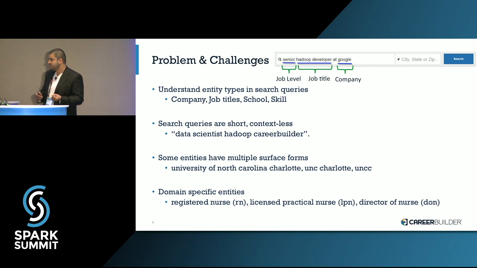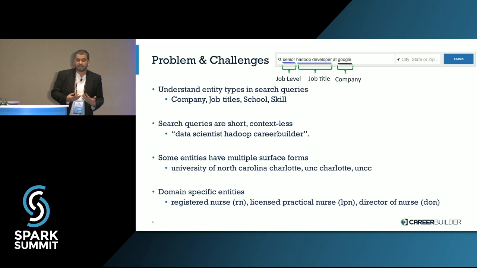As I said, the challenges can be summarized as the search queries, as you can see, are short and contextless. Some entities have multiple surface forms. For example, University of North Carolina at Charlotte. The same entity can be referred to as UNCC or UNC Charlotte, right? So these multiple surface forms is another challenge.